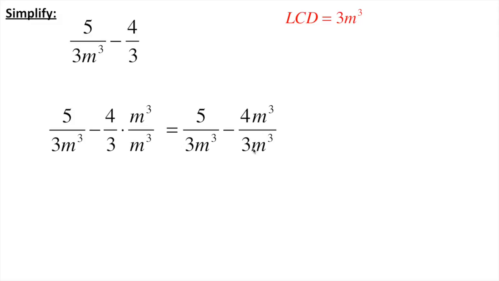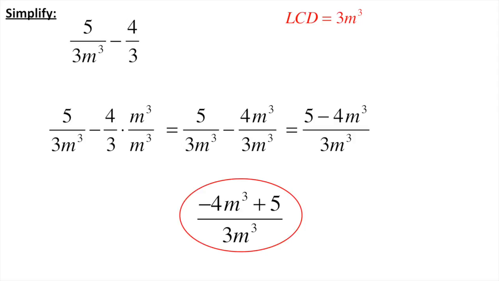Now that I have that, I can just simply add the numerators. Okay, add what's on top, or combine them, I should say, because this one's subtraction. Then I end up with 5 minus 4m cubed. However, we need to make sure to write these in the correct order, and standard form says that a variable always comes before the constant. This number is just a number all by itself. It's the constant that goes at the end.